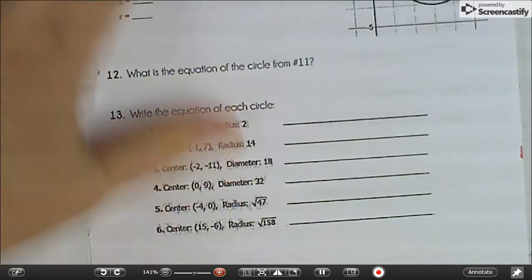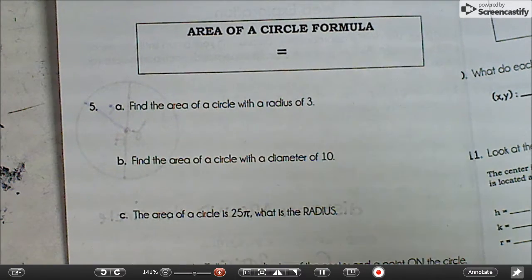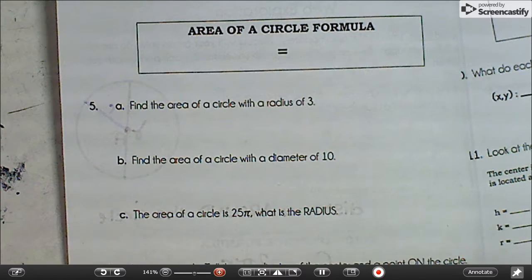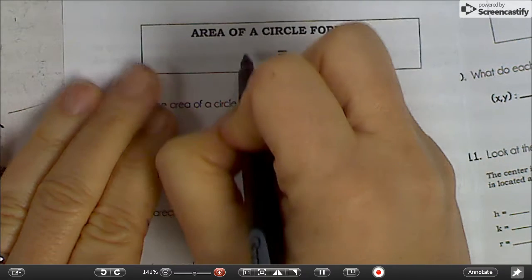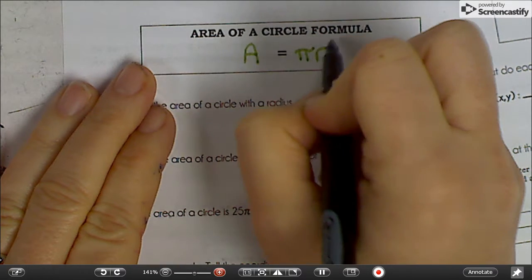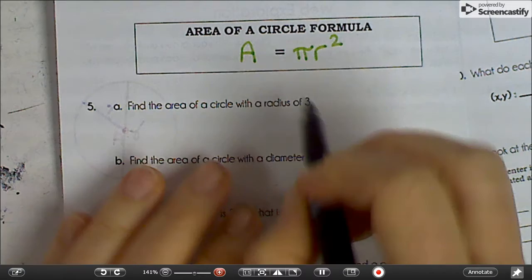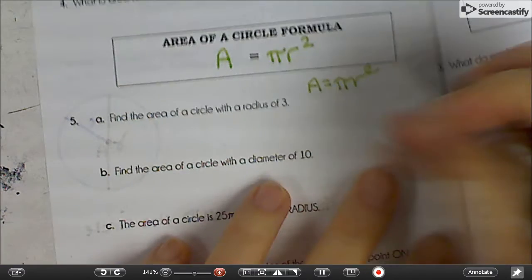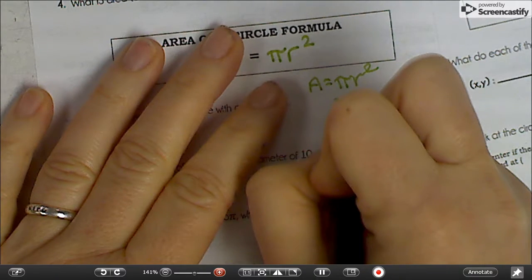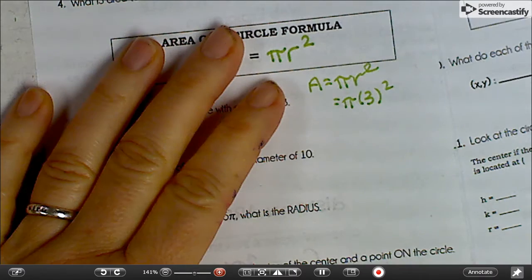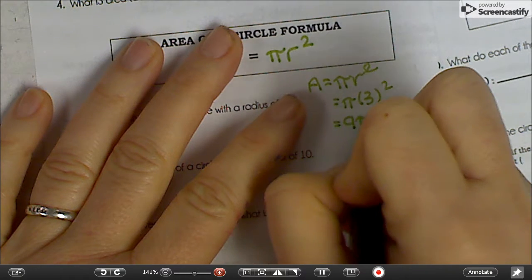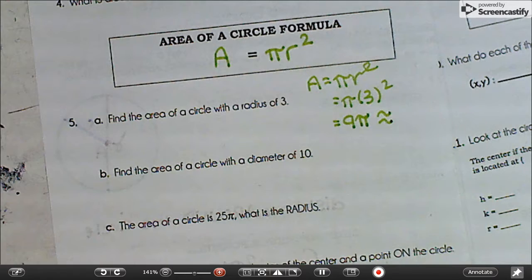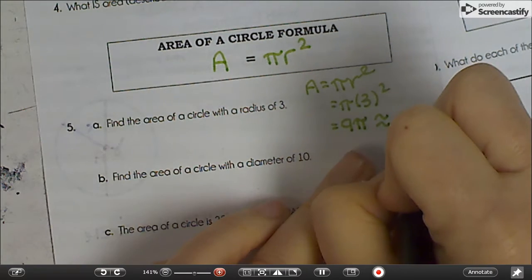We're going to talk about area now. The area is really kind of hard to describe. It's like the amount of space inside a shape. And the formula is pi r squared. So if we want to find the area of a circle with a radius of 3, we're going to just plug in 3 for the radius. So 9 pi is the answer in terms of pi, and 9 times pi is approximately 28.3.